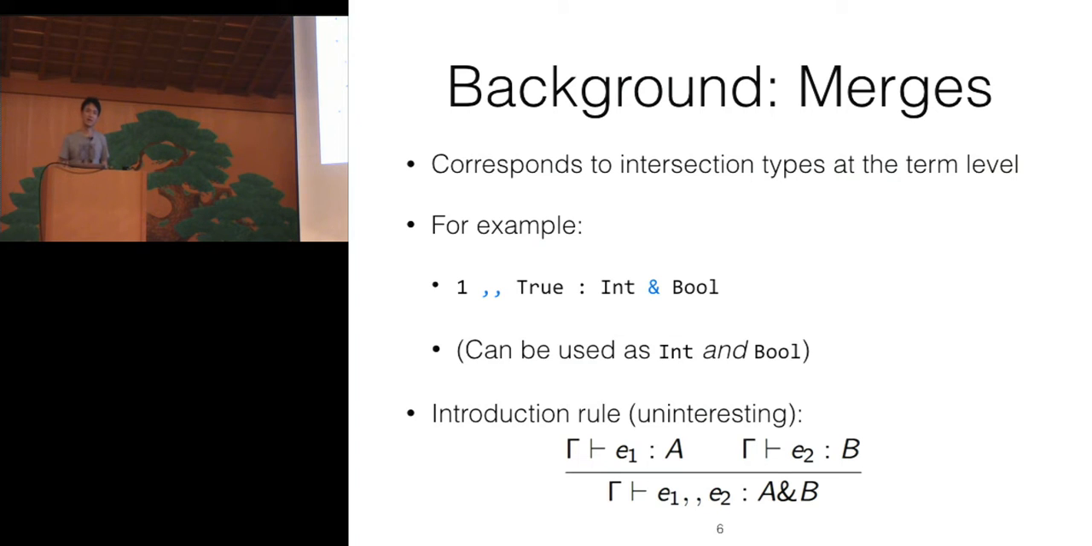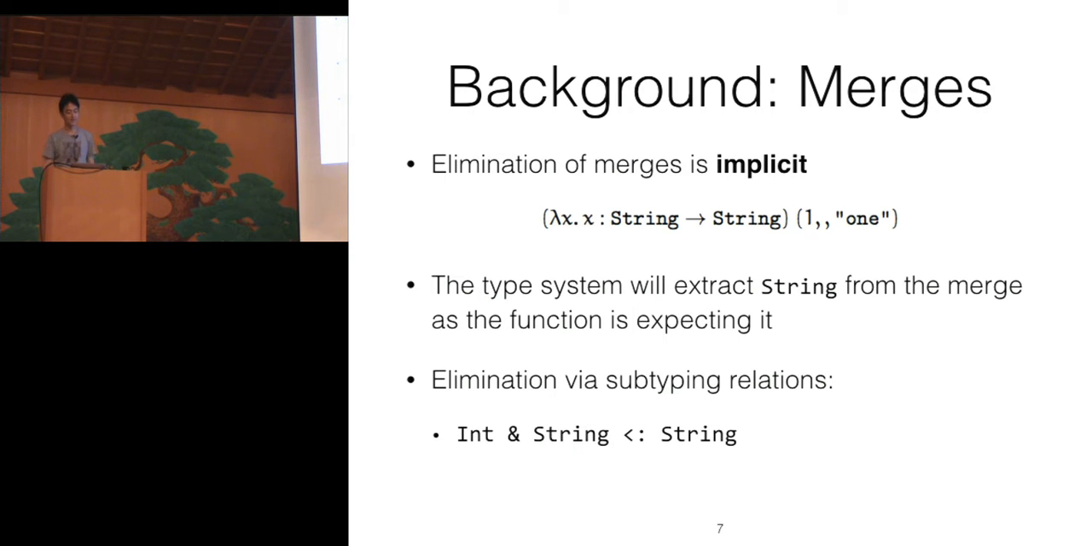And merges are just like pairs, but they do some magic. If you have the merge of 1 with true, then it can be used as an integer as well as a Boolean. And this is the introduction rule for merges, just like pairs. Nothing interesting here. But the magic happens when you are trying to use that merge. Because the elimination of merges is implicit, there's no need to manually extract the components out of the merge.